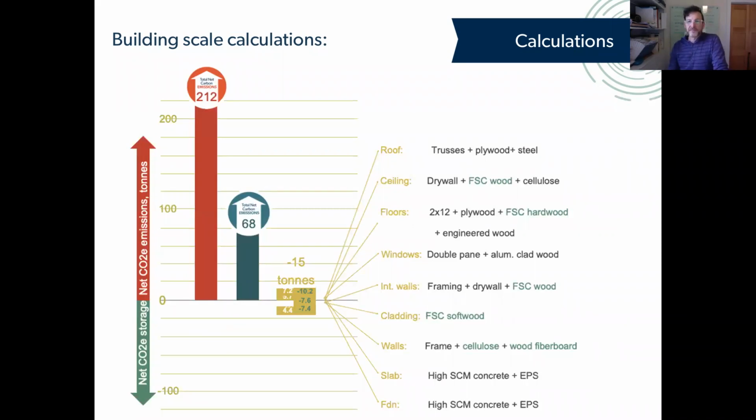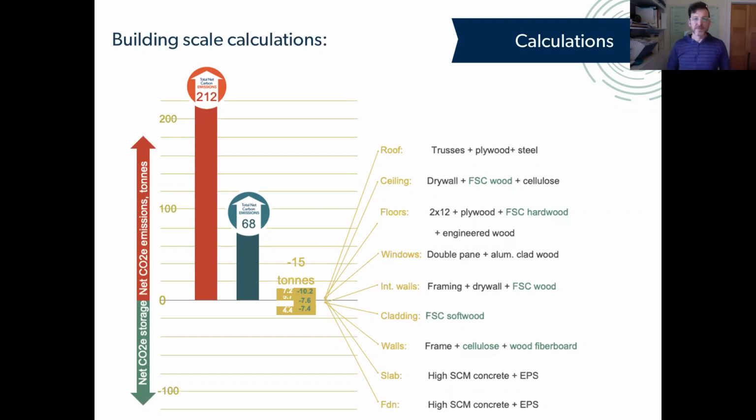But if I used a different set of materials, you can see there's a blue arrow. I swapped out a bunch of materials there and ended up with a model of the same building that had 68 tons. And then I also swapped out materials again, and I was able to come up with a model that actually had net storage of 15 tons. So this is the same size and shape of building with all the same performance characteristics, the same R values. It can have this wildly different carbon footprint.